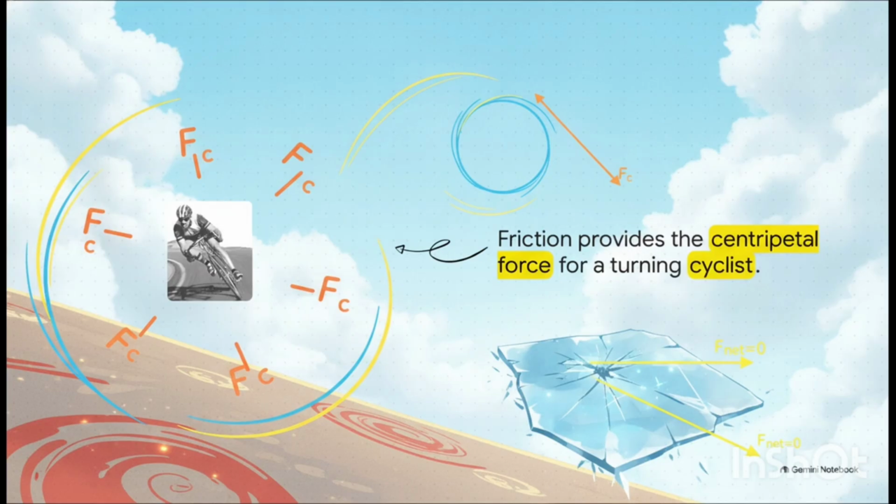Picture a cyclist leaning hard into a sharp turn. By Newton's laws, if that cyclist's direction is constantly changing, there absolutely must be a net inward force acting on him. In this real-world case, that necessary centripetal, or center-seeking, force is provided by the friction between the road and the tires. If that friction suddenly disappears, like if he hits a patch of ice, the centripetal force vanishes instantly and our cyclist goes straight off the track.